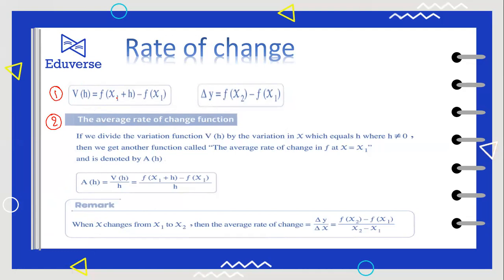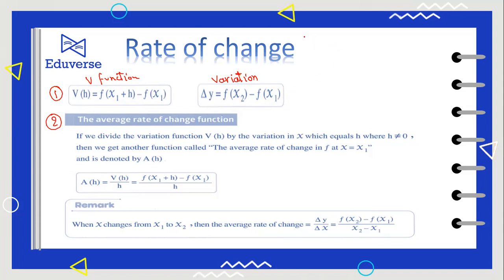Firstly, what is the variation function? We have two rules. Firstly, the variation function is f of x1 plus h minus f of x1, and it's called a variation function. Okay? And a variation value is f of x2 minus f of x1, a new value minus the old value.